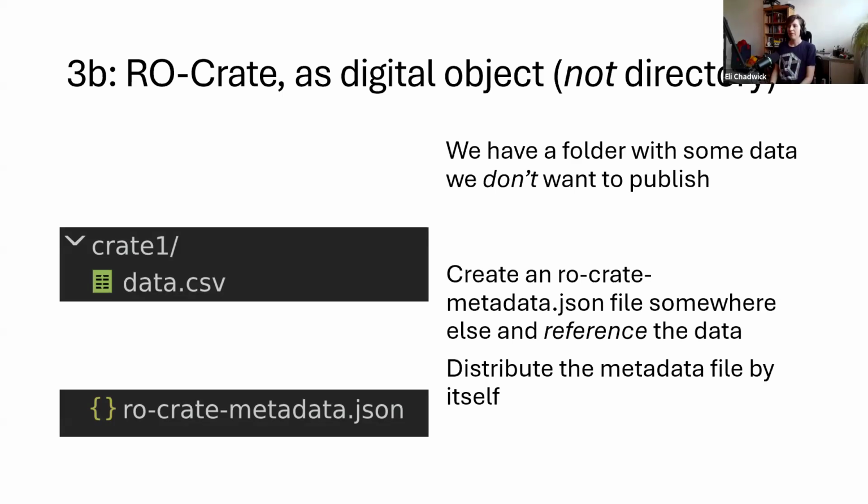And because these are both very simple examples, you can actually combine them. You can distribute a folder that has some data in it, but also references some data that's stored elsewhere, and so on. And this is all, again, covered by the RO-Crate specification.